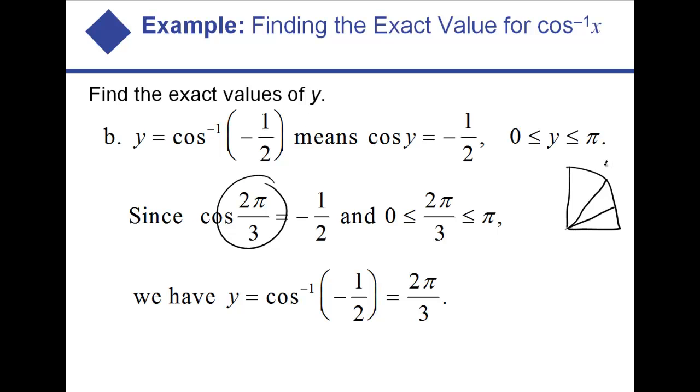cosine is 1/2 right here, and square root of 3 over 2 here. So that's 60 degrees, which is pi over 3. So we know that we have to be over here, where we're 60 degrees above the x-axis, which is another pi over 3. Or if you go all the way around in this direction, that's your 2 pi over 3. And 2 pi over 3 is in that interval of 0 to pi, so we're good to go.